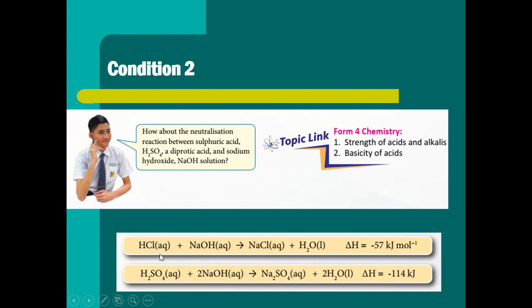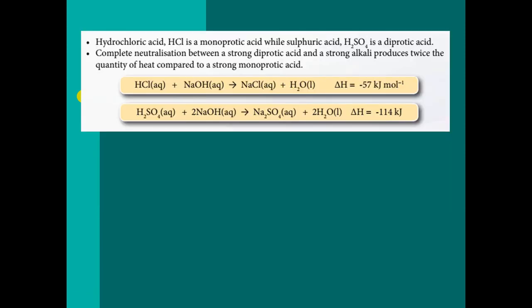Apa makna basicity? You dah belajar juga masa form 4. Jadi kita belajar ada monoprotic acid, ada diprotic acid. Okay, so kita boleh bagi tahu di sini hydrochloric acid is a monoprotic acid, whereas sulfuric acid is a diprotic acid. Jadi monoprotic ni acid that produce 1 mole of hydrogen ion when ionized in water, whereas diprotic acid is an acid which produce 2 mole of hydrogen ion when ionized in water.